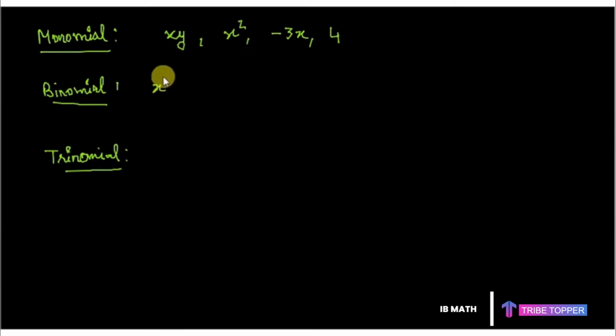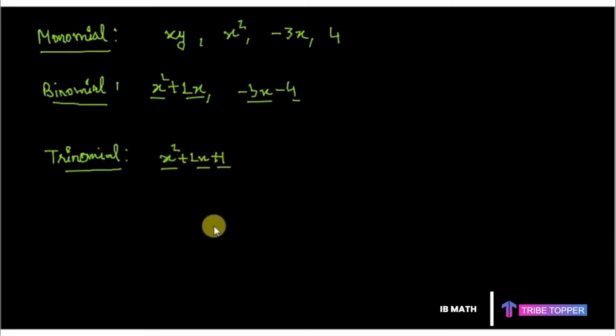Like x square plus 2x. That's a binomial because there are two terms, as you can see. And minus 3x minus 4 is again a binomial with two terms. And obviously, as the name suggests, if in an algebraic expression I have three terms, then that will be a trinomial. So I hope you know what a trinomial is. It will be x squared plus 2x plus 1. That's a trinomial, so I have three terms.